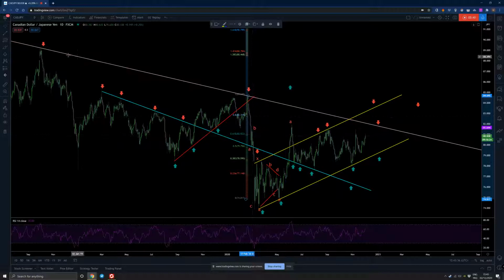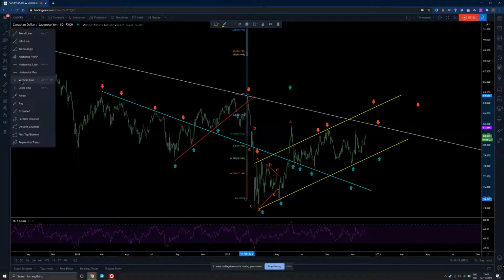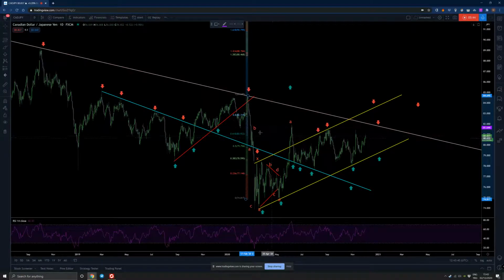Now the next target should be 0.8. So if the market is going up, it should go up to somewhere around the 0.8 level, and we should see some type of a rejection from there. But of course, we never know.